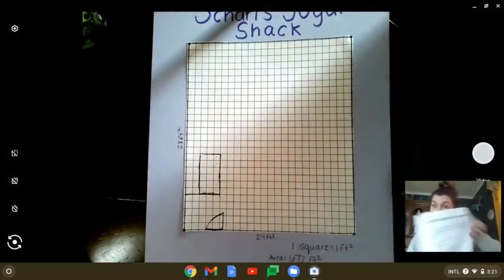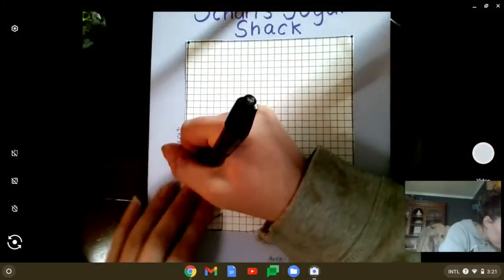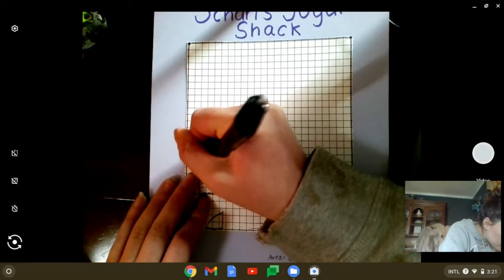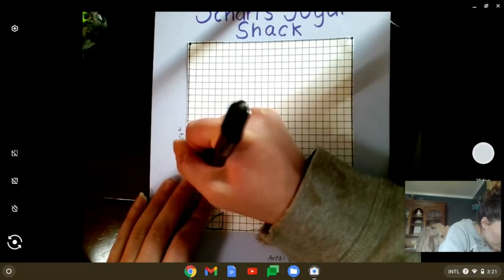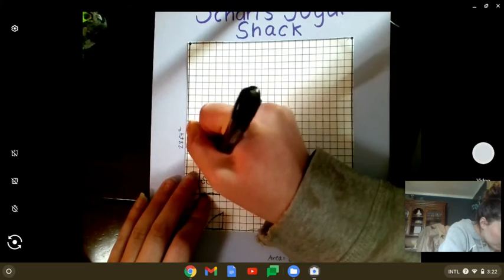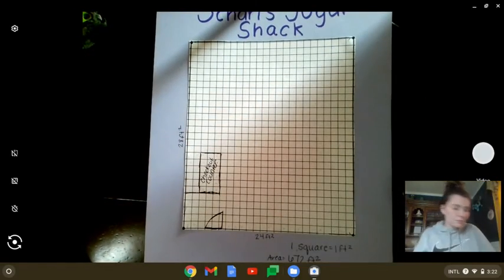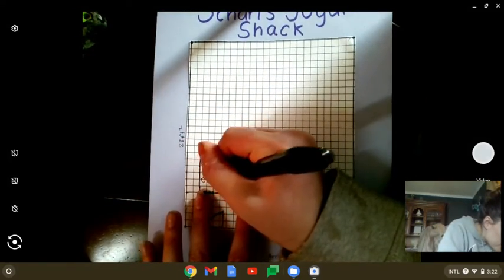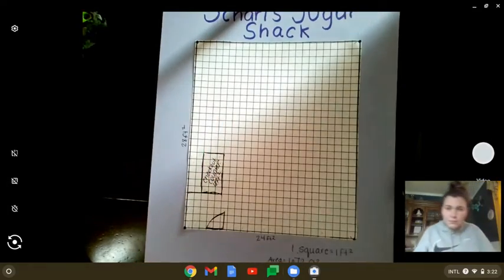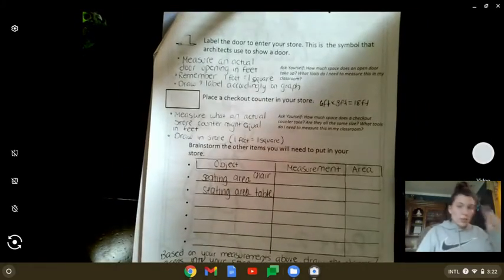So I need to go in and label. We didn't do this. Let's go back and do it right now. I need to label checkout counter. So go back and label that right now so you know what that is. And I'm going to label it 18 feet squared. All right, so think about it.